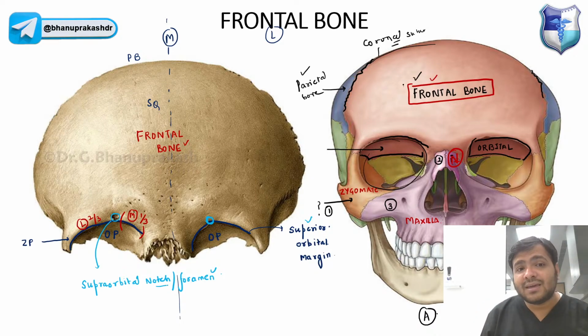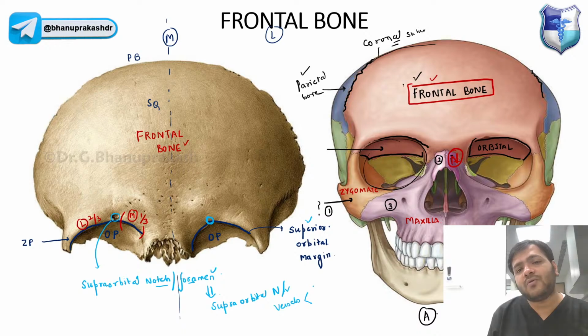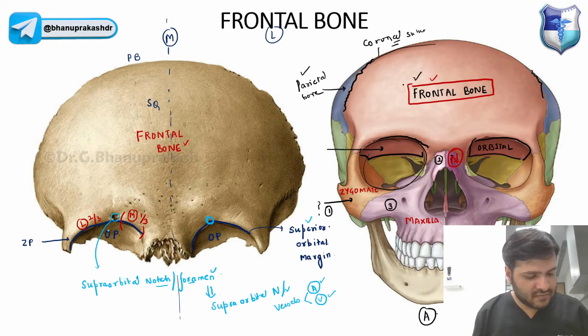Now obviously, you can see a hollow, a space, guys. So what will pass through this? You already know, we will have the supraorbital nerves and supraorbital vessels. When I say vessels, guys, I'm talking about the arteries and the veins. So the supraorbital nerve, supraorbital artery and supraorbital vein will be passing through this particular notch. Is this clear to everyone over here in the chat box?